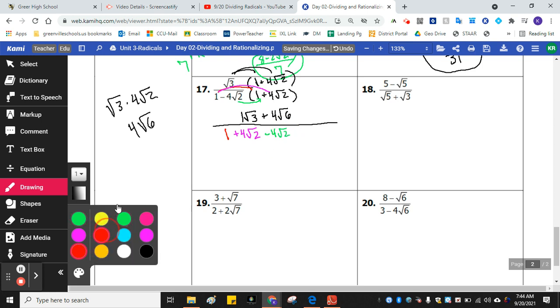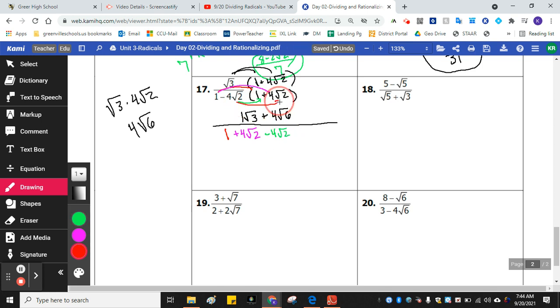And then the last one is the hardest. Negative 4 square root of 2 times positive 4 square root of 2 will be negative 16 square root of 4. The 4s are on the outside, the 2s are on the inside. 4 times 4 is negative 16. Square root of 2 times square root of 2 is square root of 4. So that's what I did. All right. Positive, negative, cancel out.